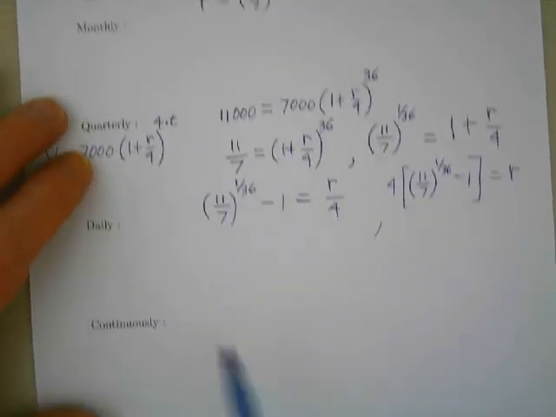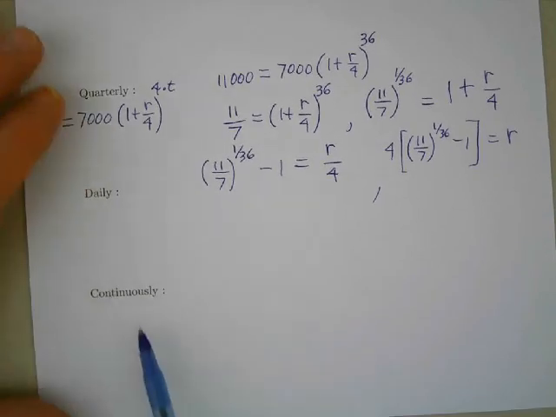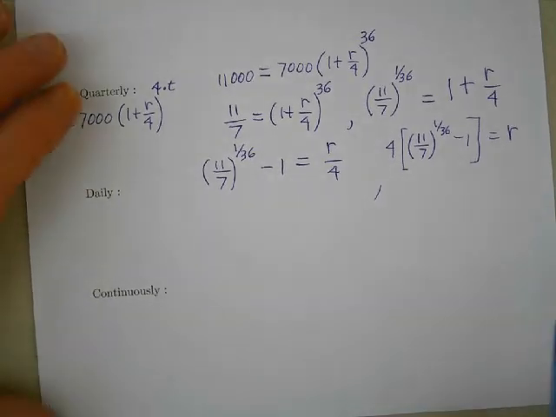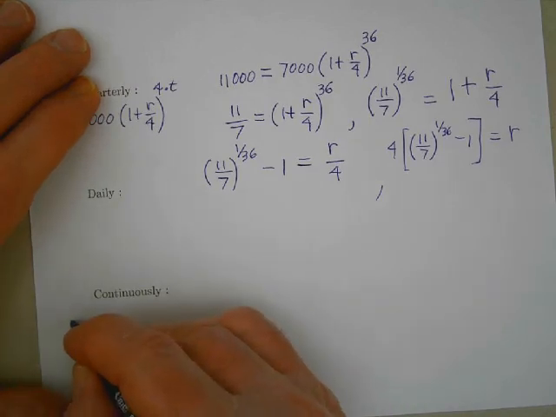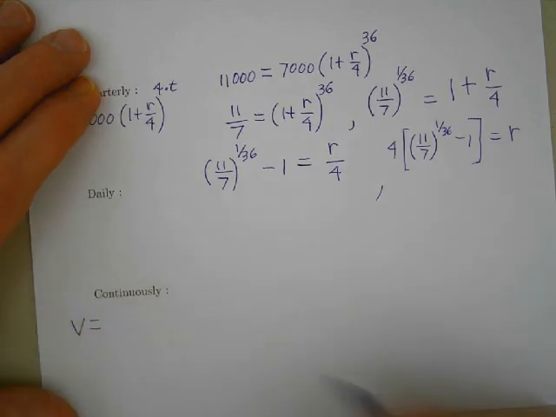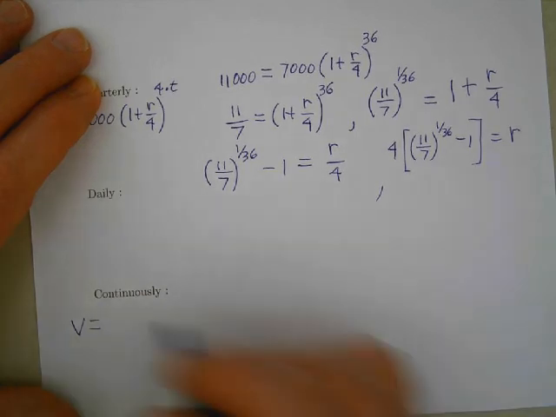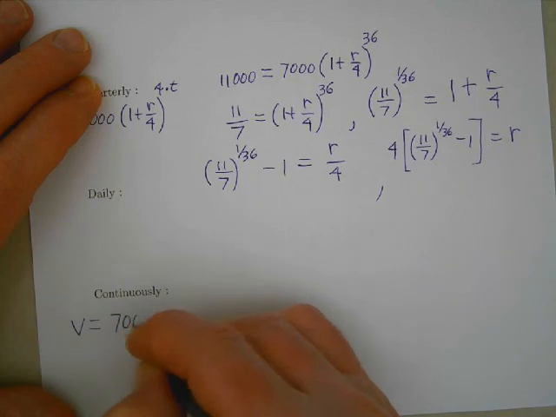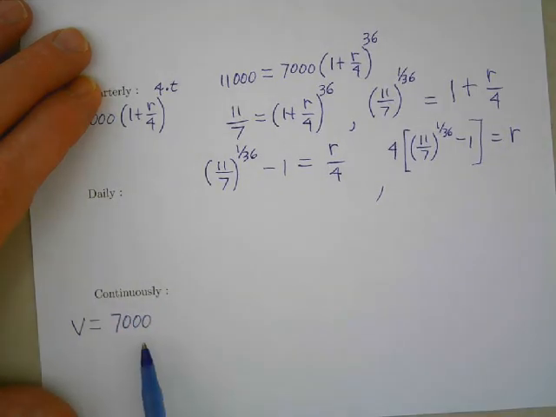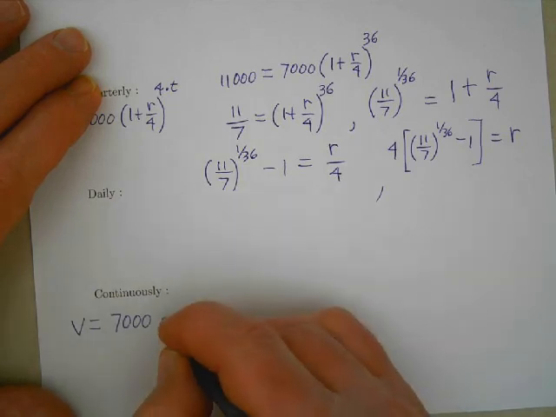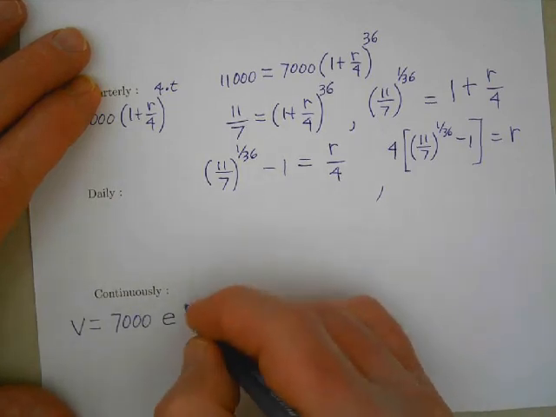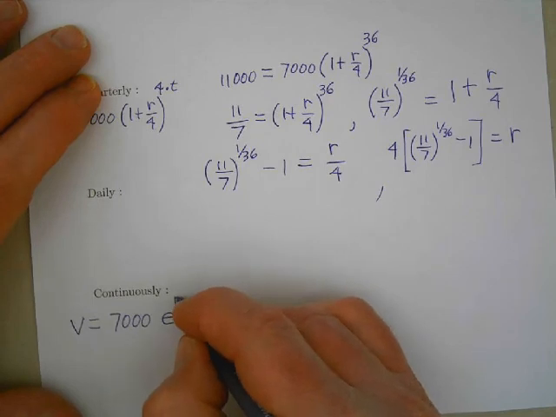Okay, we'll do the last one. If interest is compounded continuously, so if we have an investment of $7,000 and we don't know the interest rate yet, and if interest is compounded continuously, then after t years, the value is 7,000 times e to the r times t.